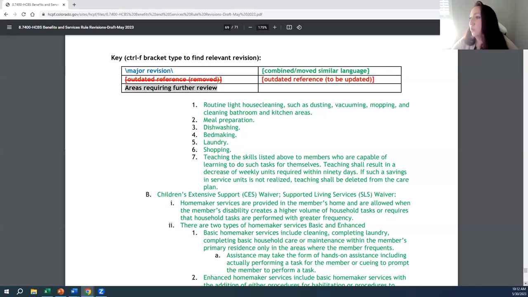routine light housekeeping, such as dusting, vacuuming, mopping, and cleaning bathroom and kitchen areas. 2, meal preparation. 3, dishwashing. 4, bed making. 5, laundry. 6, shopping. 7, teaching the skills listed above to members who are capable of learning to do such tasks for themselves. Teaching shall result in a decrease of weekly units required within 90 days. If such a savings in service units is not realized, teaching shall be deleted from the care plan.